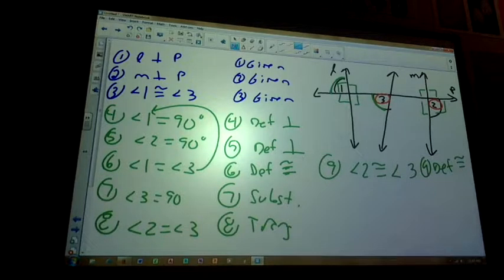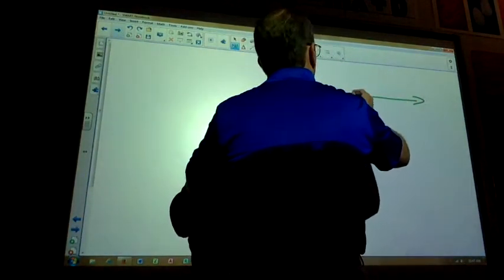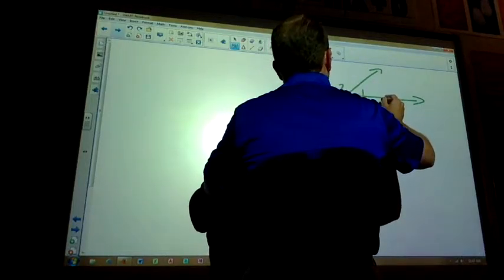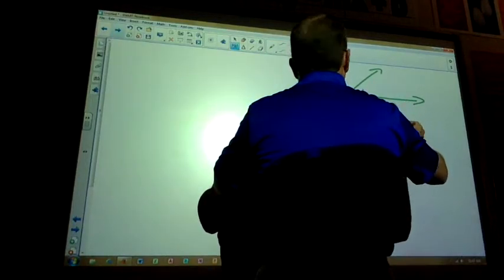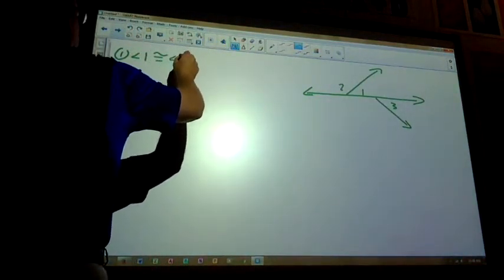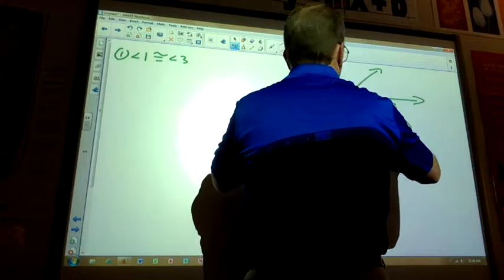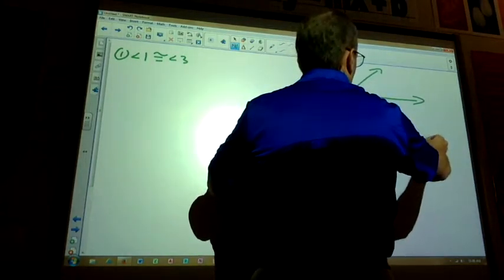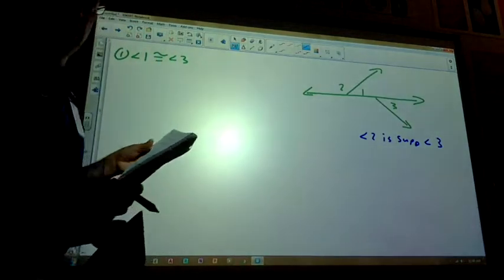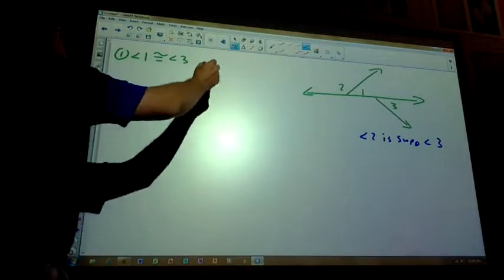But all right, back to math. Sorry. Number 3. All right, we have a picture that looks like this, kind of. And then we know the following. Angle 1 is congruent to angle 3. And we want to prove that angle 2 is supplementary to angle 3. Right? That means they're going to add up to give us 180 degrees. Okay, so this is given.